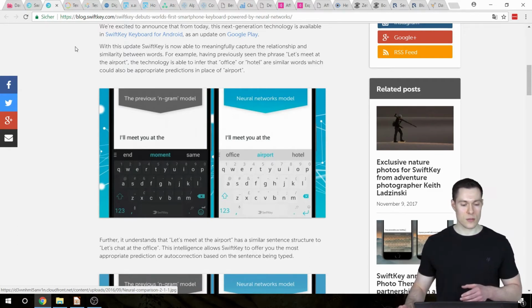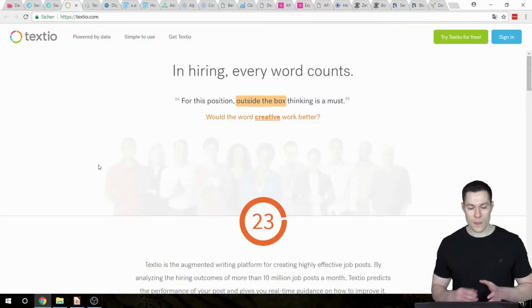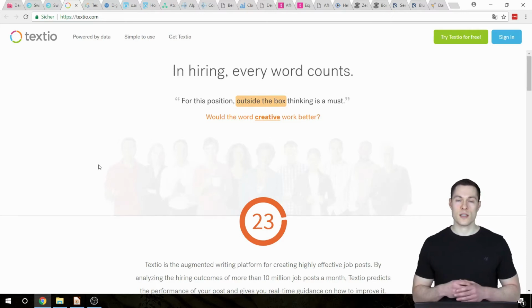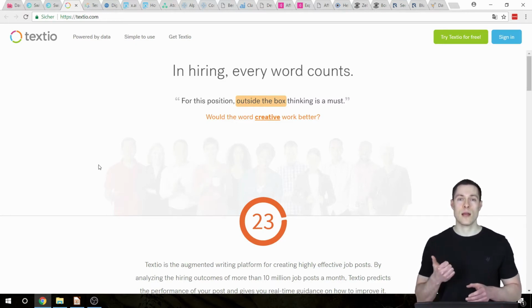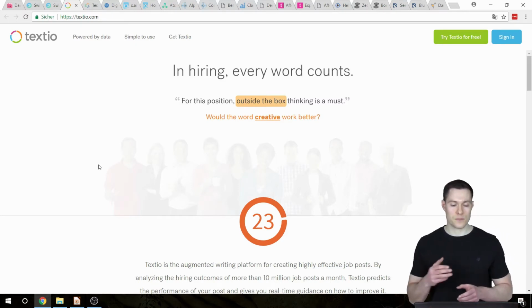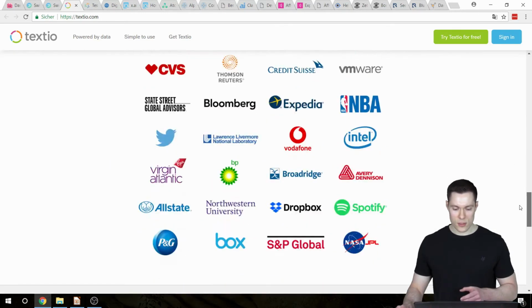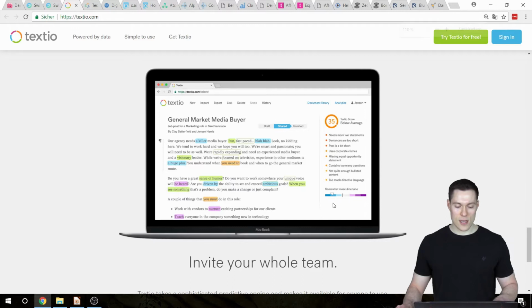The next example comes from Textio, and they use machine learning to predict the performance of job listings. And therefore they analyzed millions of job postings, and the metrics that they used to determine the quality of those postings were how many people applied to the posting, how many of them were actually qualified, how long it took to fill the position, and the gender distribution of the applicants.